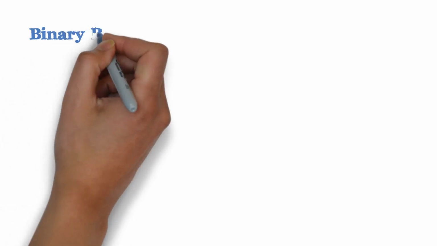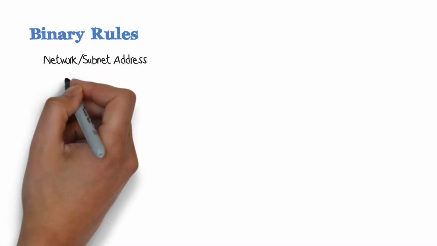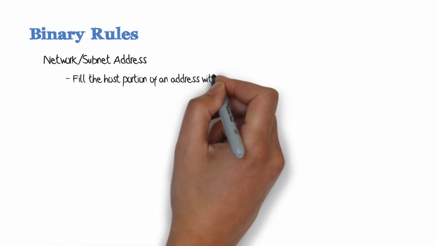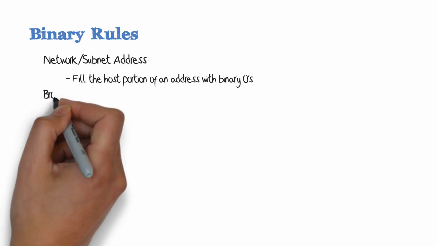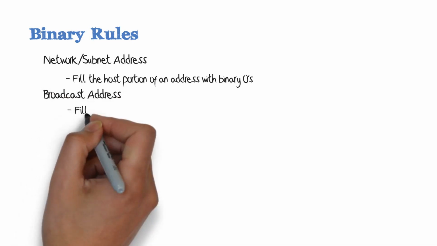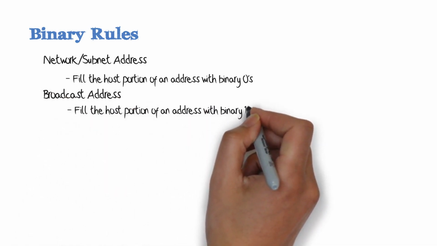In the binary method, you need to remember 4 rules. To work out the network or subnet address, you fill the host portion of the address with binary zeros. So you work out which part is network and which part is host, and you fill the host portion with binary zeros. To work out the broadcast address, you fill the host portion of the address with binary ones.